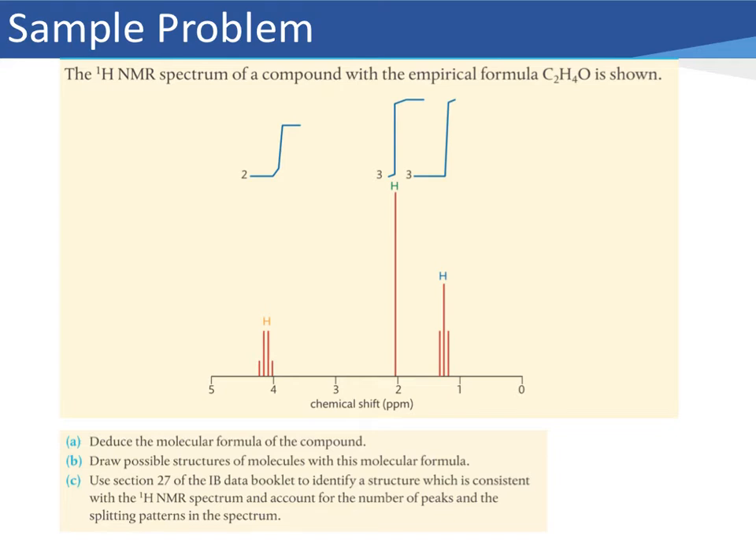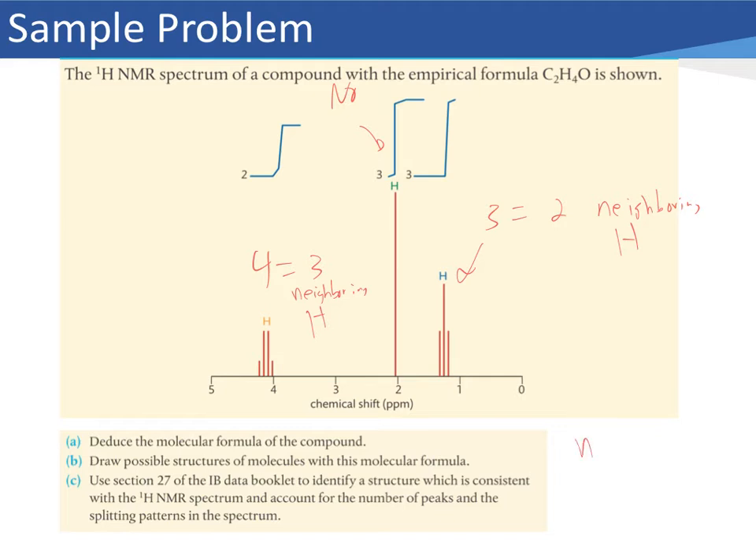So let's look at a sample problem together and see if we can make some sense of this. I have 3 different peaks. This is 4 peaks, which means 3 neighboring hydrogens. This is 1 peak, so that means no neighboring hydrogens. And this is 3 peaks, which is 2 neighboring hydrogens.